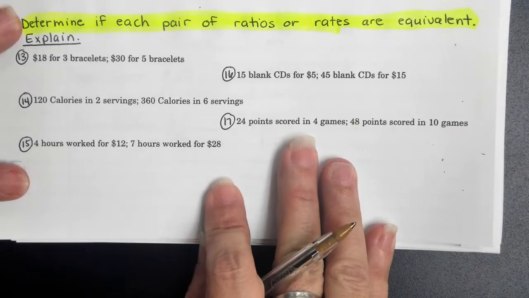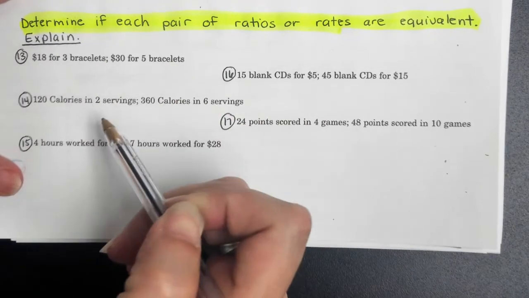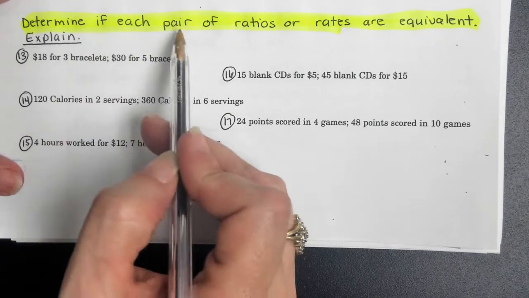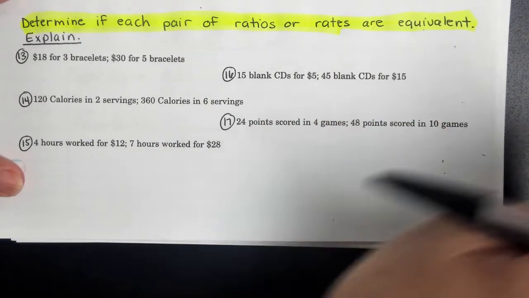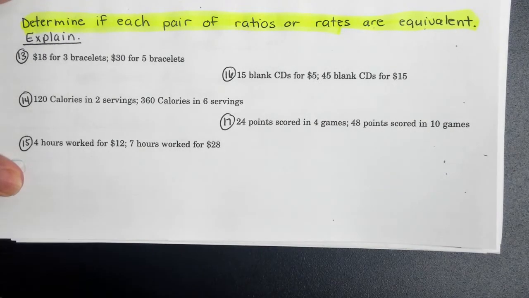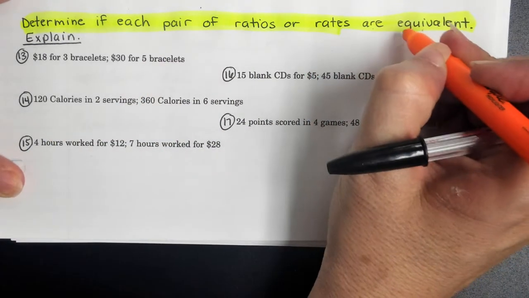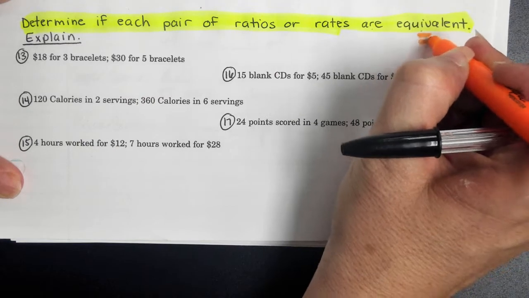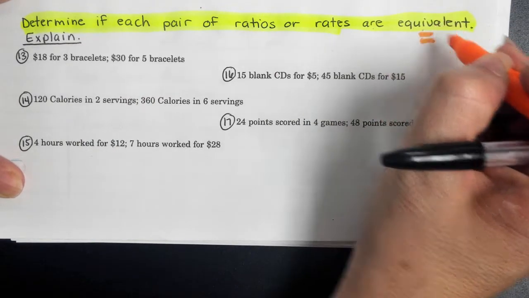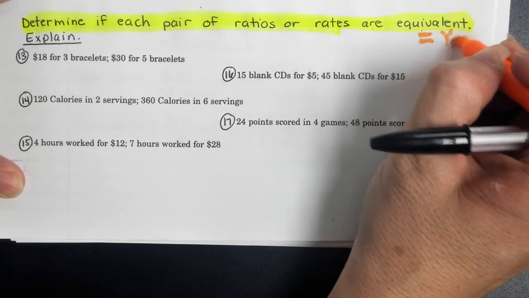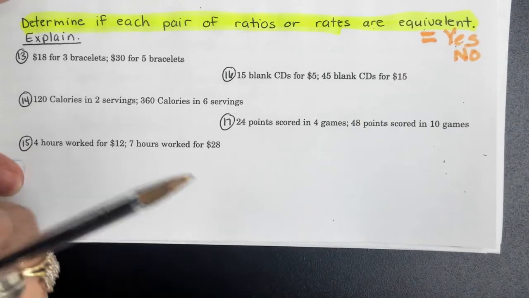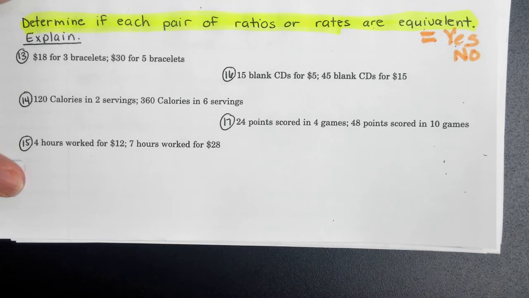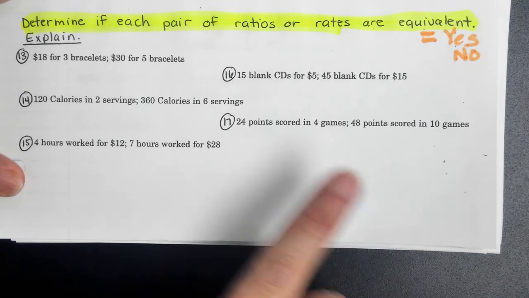Okay, third section. This is what we did yesterday. It says determine if each pair of ratios or rates are equivalent. So the key is that we're trying to compare them. We are wondering if they are equivalent, and we're going to write yes or no at the end. These are the ones where we decide if they're equivalent. Okay, so here we go.